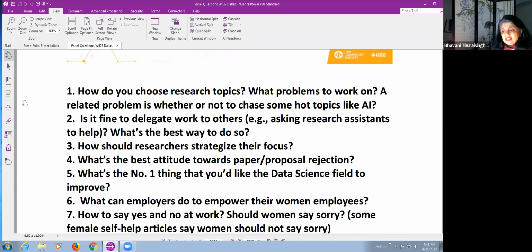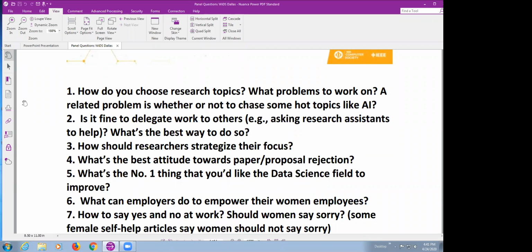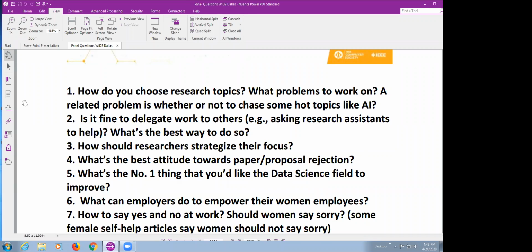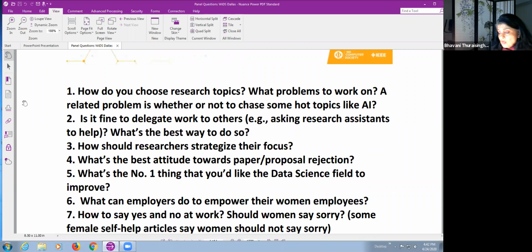So let's move on to the 3rd question, and then we can maybe go through them again if anyone has anything to add. How should researchers strategize their focus? So here I would like to hear from Mei Ling and also Ying. So Mei Ling, what do you think? How should researchers strategize their focus?